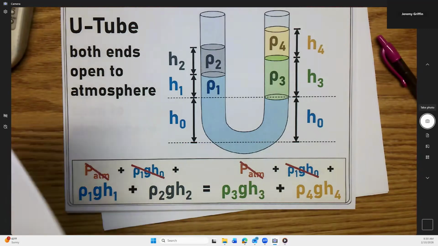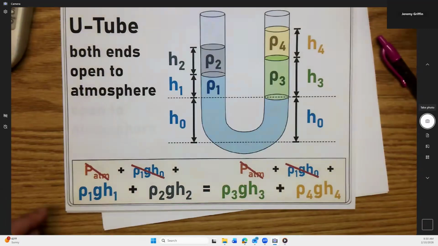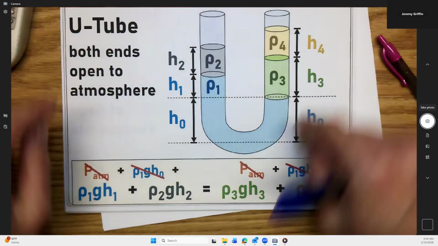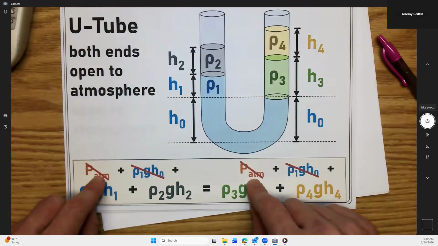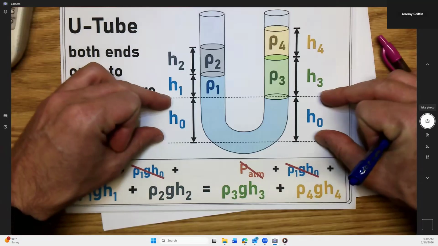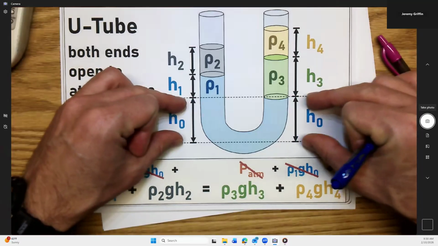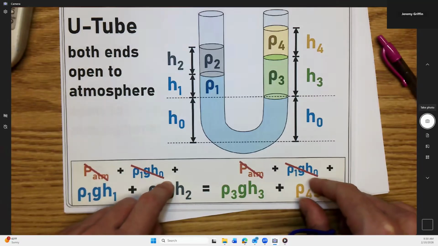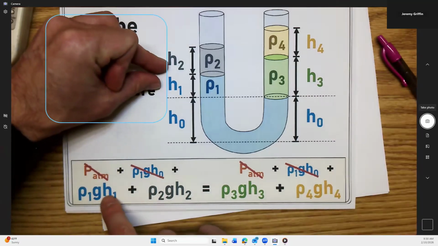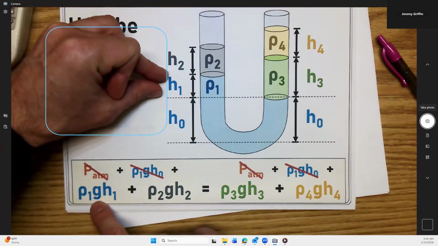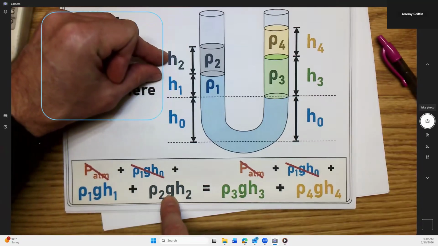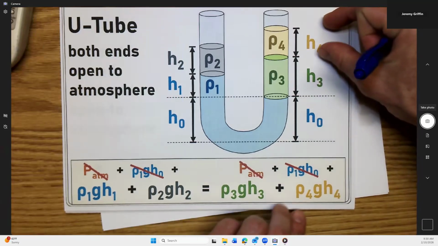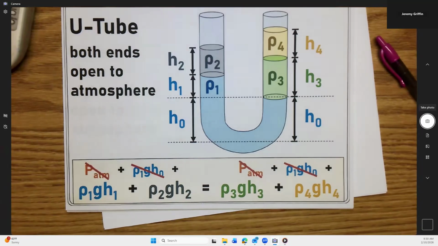So here's how this is finished right here. Both the left side and the right side have the atmosphere pushing from above, which can effectively cancel out. We've got this rho gh bit right here, which is the same for this part of the journey for both left and right, so that can cancel out too. Then on the left side, I have rho 1 g h1 and rho 2 g h2. And on the right side, I have this green and this gold, rho 3 g h3 and rho 4 g h4.